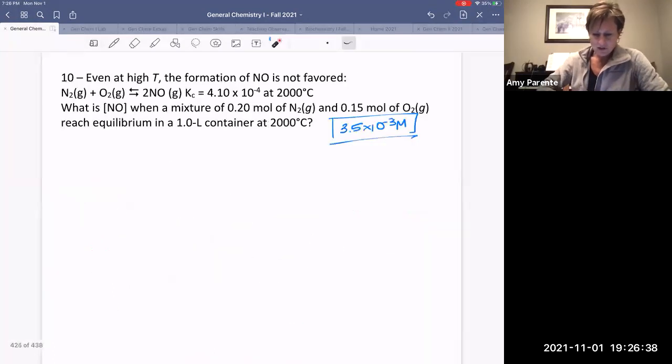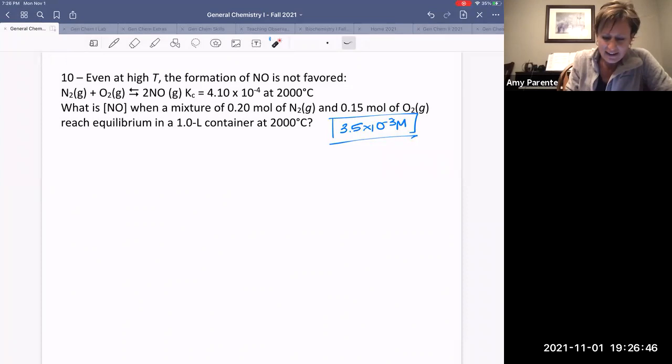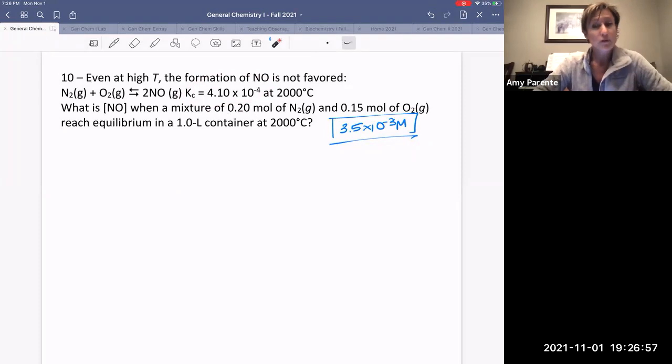All right, here's another problem for you to work on. Even at high temperature, the formation of NO is not favored. This is again another way of highlighting, you might see a part 1 question where I might give you an equilibrium constant and ask which is favored, the formation of reactants or products? When you have a small equilibrium constant, we're not favoring the formation of products. So we're given the balanced chemical equation for that. We're given the Kc value for that. It's a small Kc value.